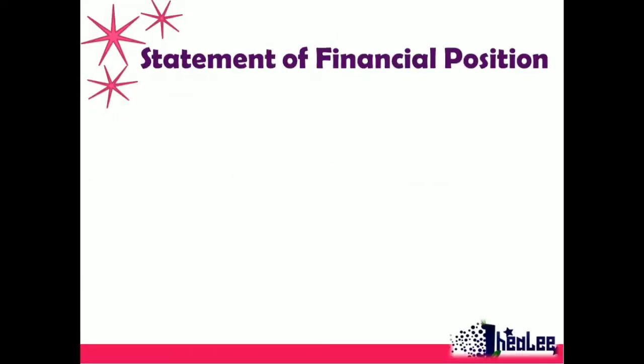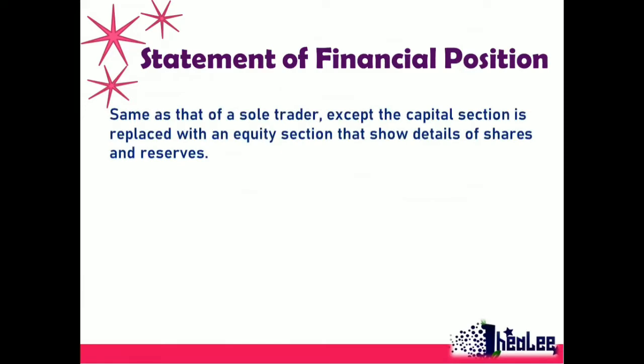For the statement of financial position, it is the same as that of a sole trader, except that the capital section is replaced with an equity section that shows details of shares and reserves. When I say the capital section, I'm talking about the section where you would have your opening capital plus your net profit, less your drawings, and then you would get your closing capital. That section is replaced with a section called equity and reserves. It's the equity section of the limited liability company, and it shows the shares along with the reserves.